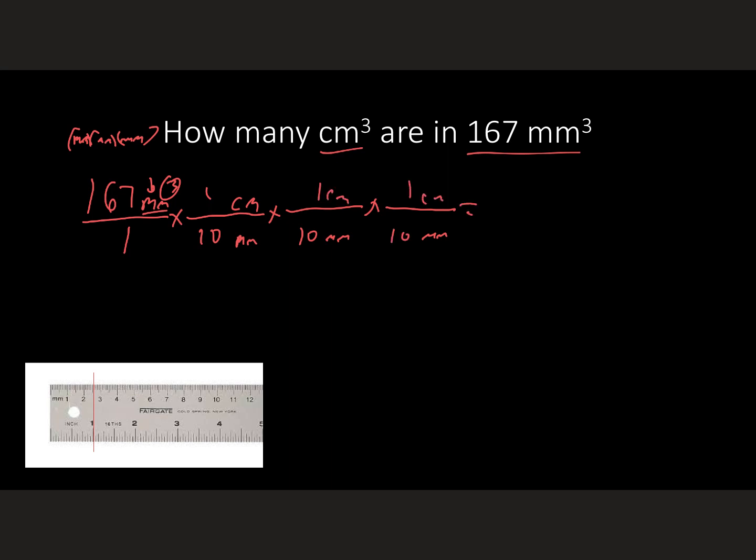Right? So when we multiply this out, millimeters cubed will take care of those units. And then centimeters will be centimeters cubed because we have centimeters times centimeters times centimeters. And then we have 167 divided by 10 times 10 times 10, right? So what we're going to end up with is 1, 2, 3 zeros, 1, 2, 3. So 0.167 centimeters cubed.